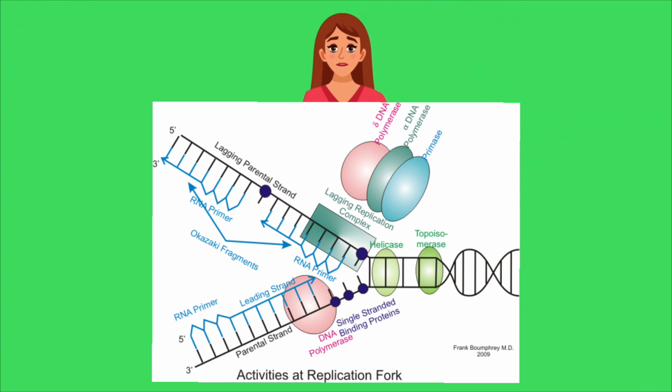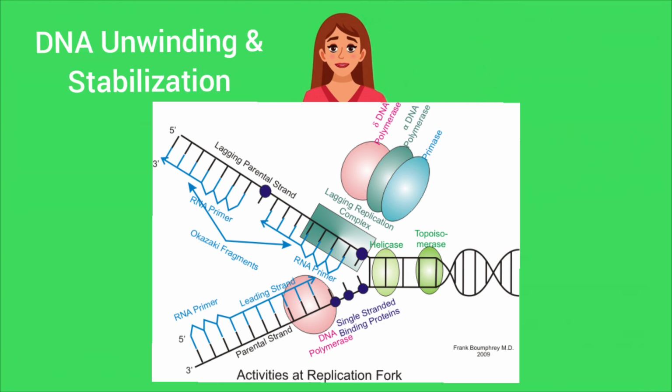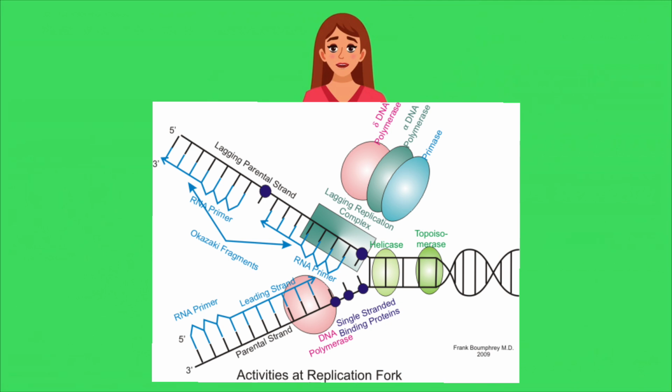Our second step is DNA unwinding and stabilization. As helicase unwinds the DNA, it generates positive supercoiling ahead of the replication fork. To alleviate this strain, topoisomerase enzymes come into play. Topoisomerase 1 creates transient single-strand breaks, while topoisomerase 2 introduces double-strand breaks to resolve the torsional strain. Here, the SSBs, single-strand binding proteins, stabilize the unwound single strands, preventing them from re-annealing before replication can proceed.